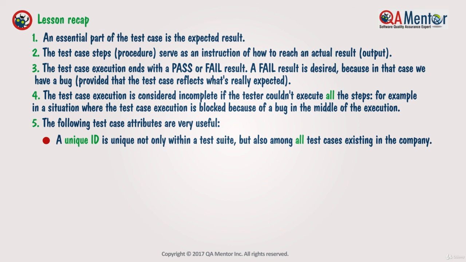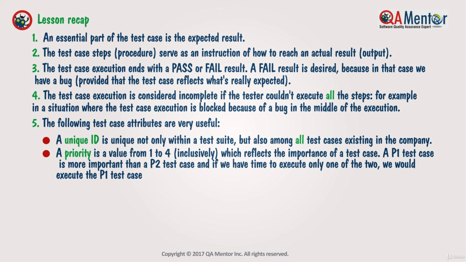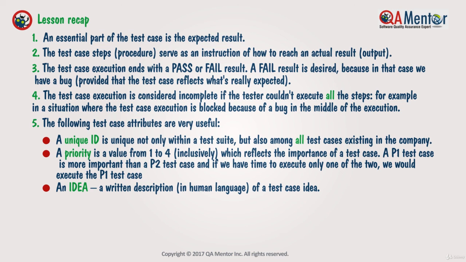A unique ID is unique not only within a test suite, but also among all test cases existing in the company. A priority is a value from 1 to 4 inclusively, which reflects the importance of a test case. The practical consequences of having differences in priorities: a P1 test case is more important than a P2 test case, and if we have time to execute only one of the two, we would execute the P1 test case. An idea, a written description in human language of a test case idea.